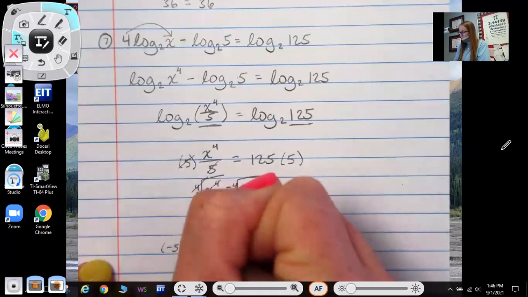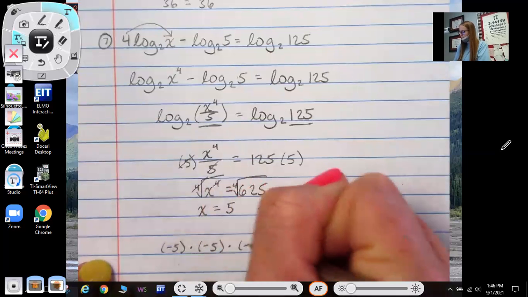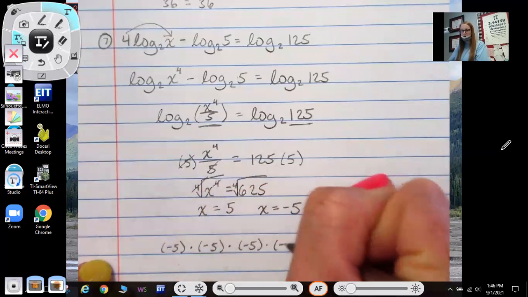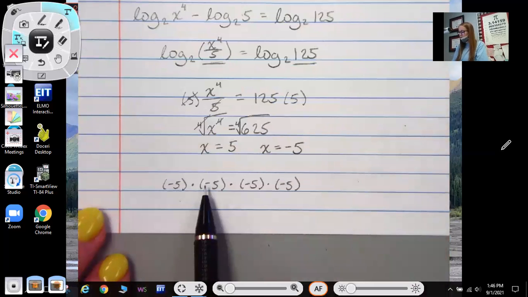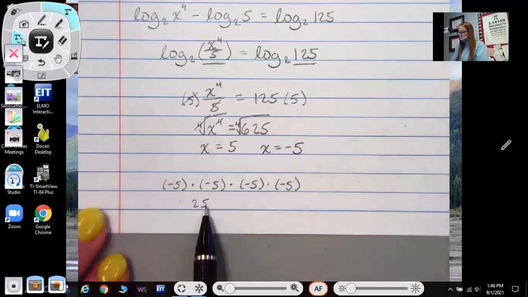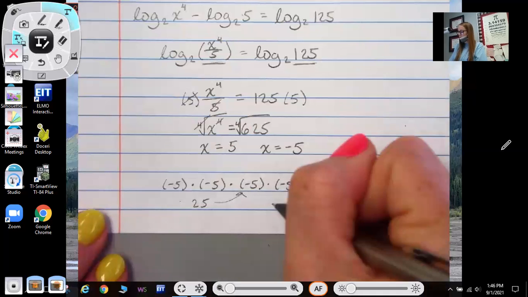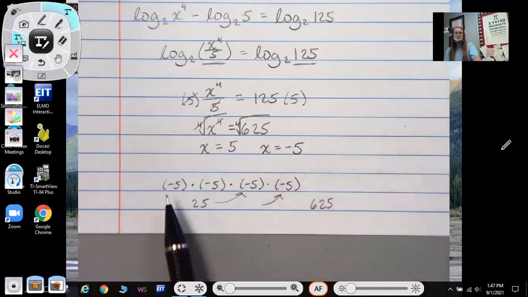Okay, just a little proof there. -5 to the 4th power is the same as multiplying -5 by itself 4 times. When you multiply -5 times -5, you get a positive 25, times this -5, -125, times -5 again would be a positive 625. So -5 is also a fourth root of 625.